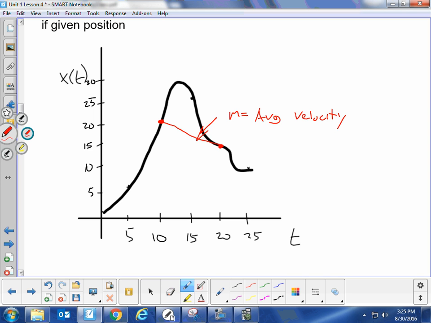Well, what Mr. Quigley is saying is that's not going to be close enough to the specific moment that I'm looking for. I'm looking for the exact speed at the 15th second when my position is right here at 25. Well, don't look this far away then. Why don't we look maybe at my position here and here? And you know what? Let's get even closer. Why don't we look at my position here and here? And let's find the average rate of change between those two.